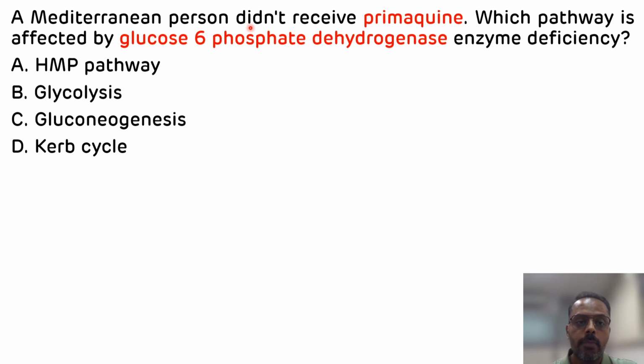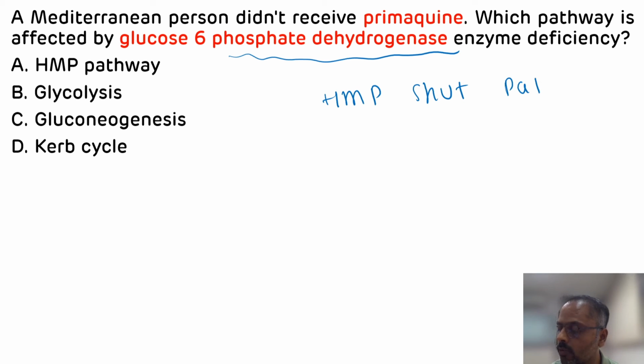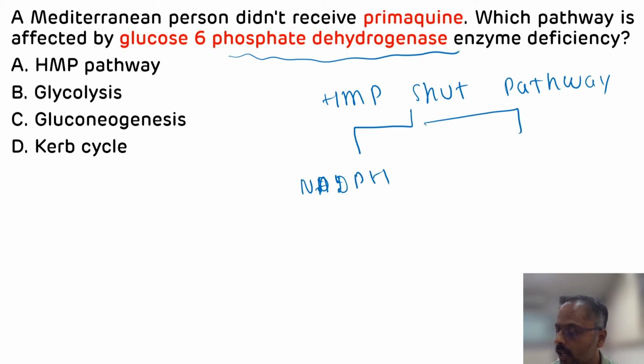Then a Mediterranean person received Primaquine. Which pathway is affected by glucose 6-phosphate dehydrogenase enzyme deficiency? And the options are HMP pathway, glycolysis, gluconeogenesis, and Krebs cycle. So glucose 6-phosphate dehydrogenase is the key enzyme, the rate limiting enzyme of the HMP shunt pathway. Fine, and this HMP shunt pathway is associated with the synthesis of NADPH and pentose sugars.